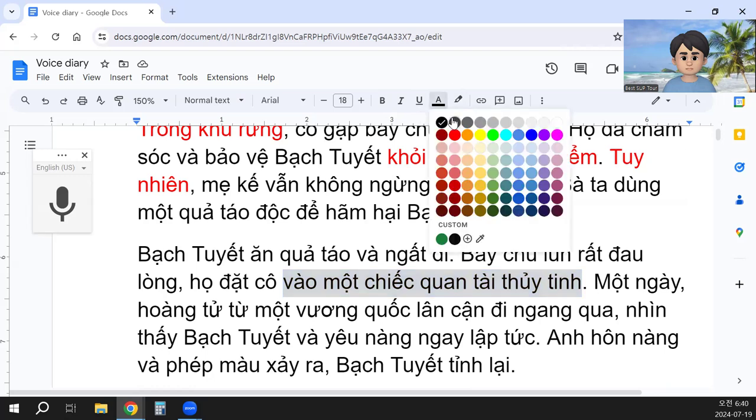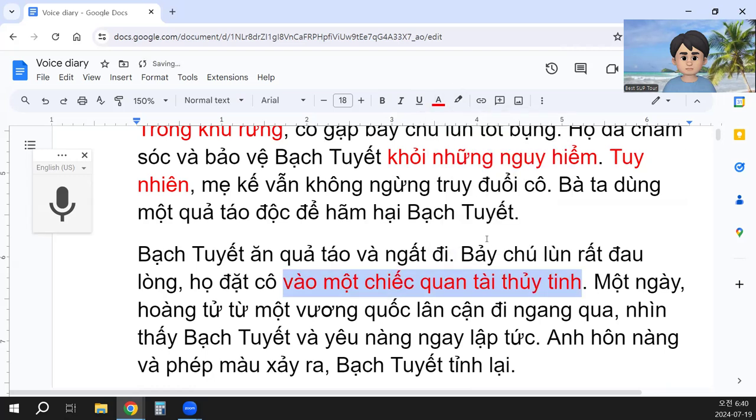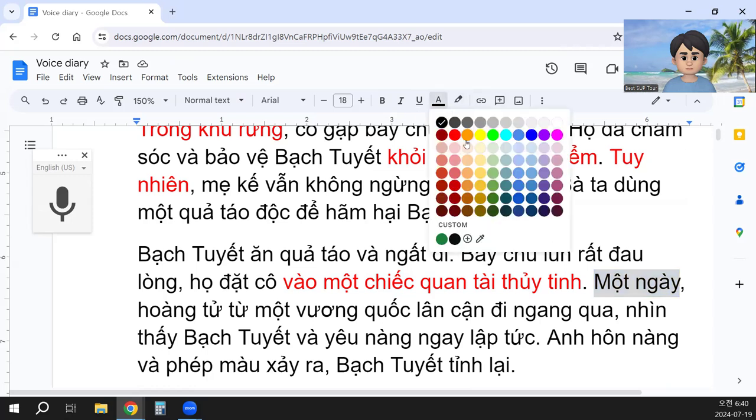Some crystal and glass coffin. One day. This is also an adverbial form.